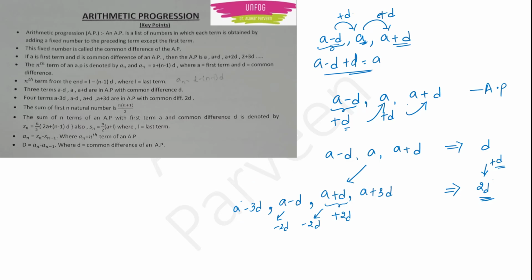You can go the other way also. You add here 2d, you will get a minus d. Again you add 2d, you will get a plus d. Again you add 2d, you will get a plus 3d. Okay. So you have to keep in your mind the value of common difference. Then you can write any arithmetic progression by yourself. Okay. So this was one thing.